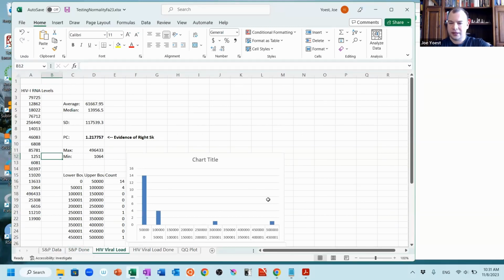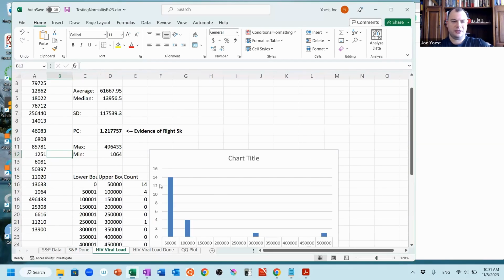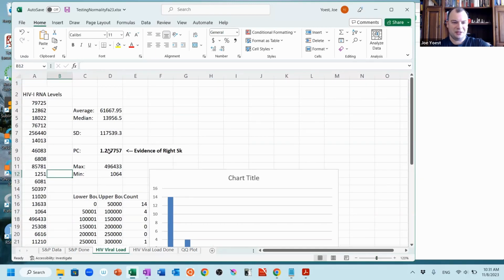I cleared these off last time, but then I think I forgot to save my file last time. So let me just clear these really quick here.